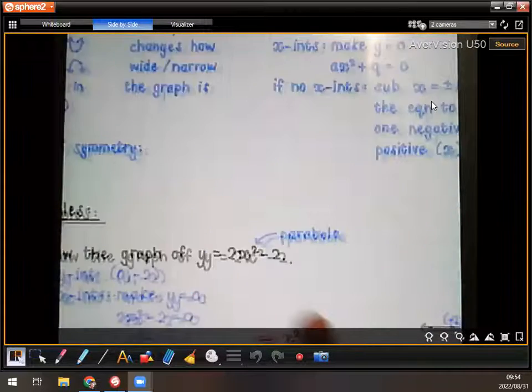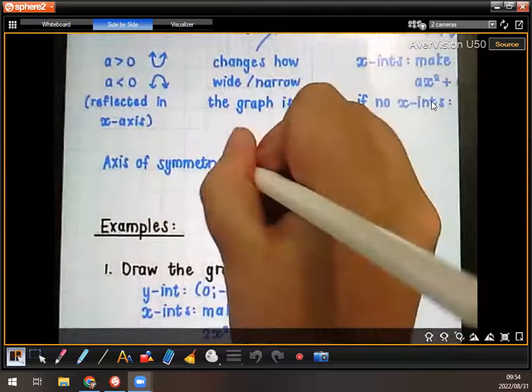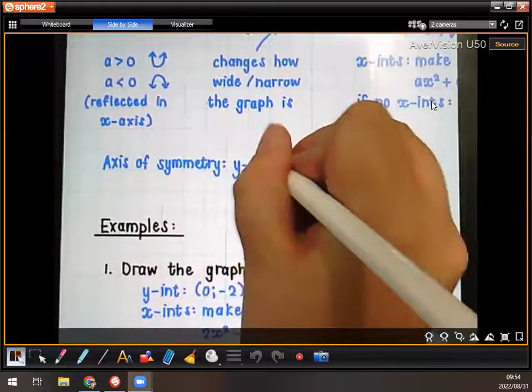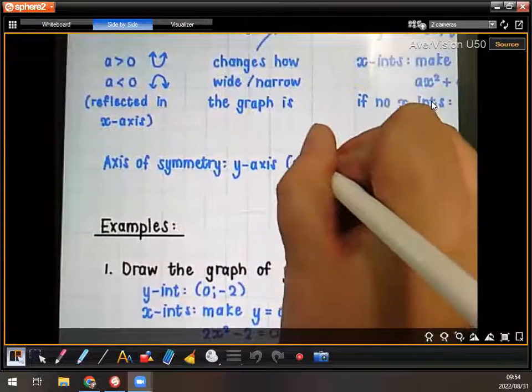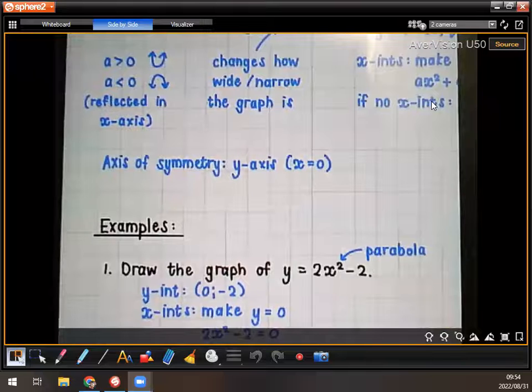Okay, so we're going to write that just in our note. Here's the y-axis, which is the same as x equals 0.